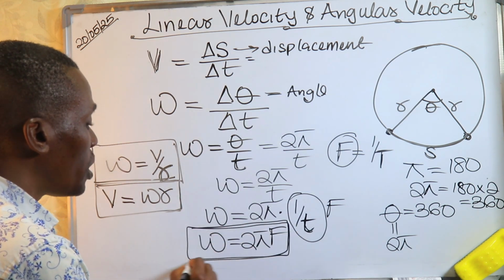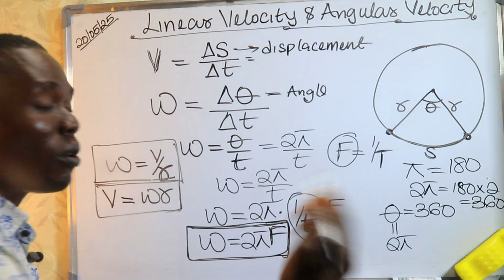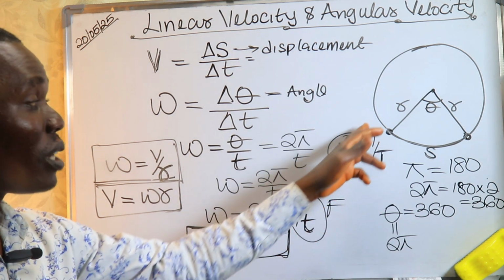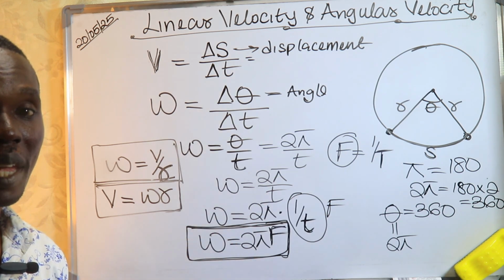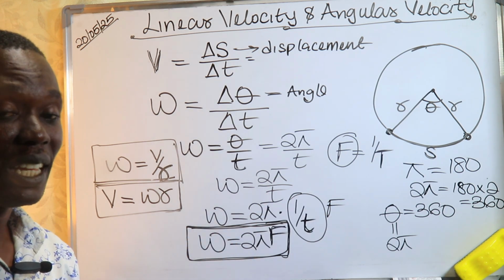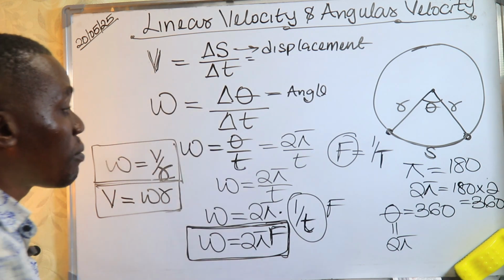Now when they ask you a question in WAEC about angular velocity and they give you frequency, you will be confused. But that frequency is just 1 over t. So don't be confused at all if you see this kind of question in WAEC, because it is very easy.